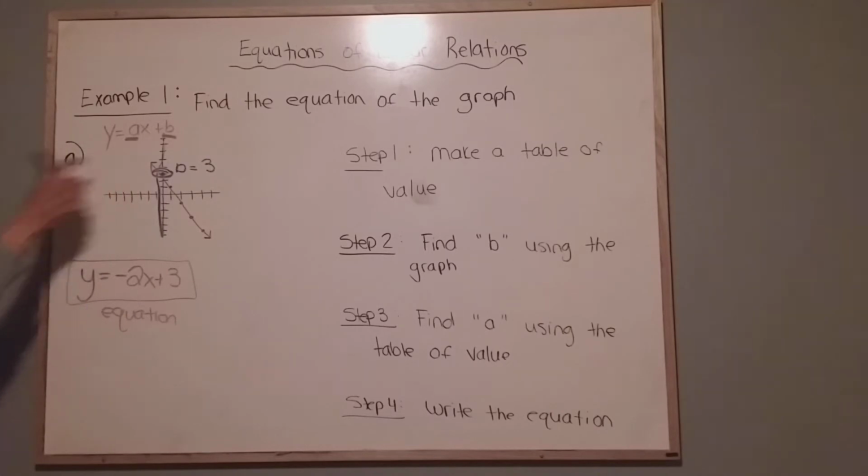for this line. So anytime you have a question like this, your first step is to make a table of values. From your table of values, you can find your B and your A, and then write it as an equation.